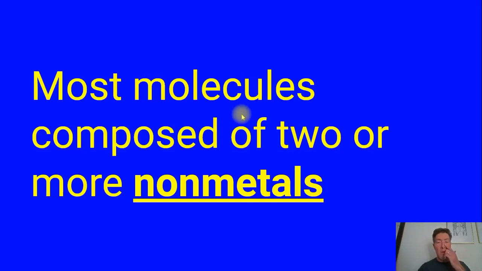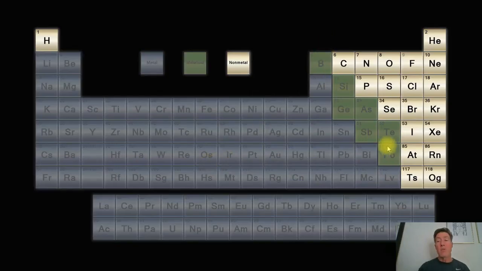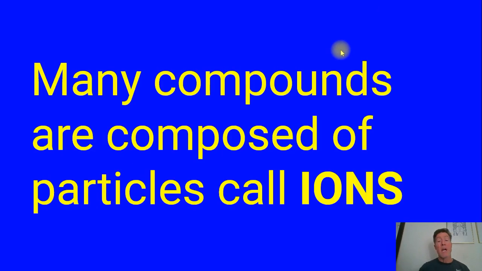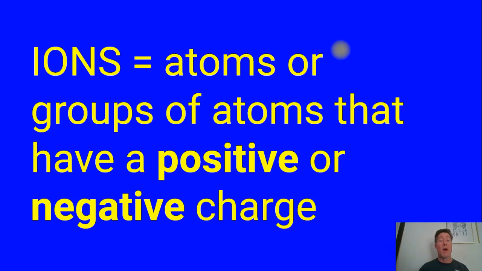Most molecules are composed of two or more non-metals. This is important because we're going to also talk about compounds that are built out of metals, and those typically are ionic compounds. The non-metals are these guys right here, to the right and top of the periodic table along with hydrogen. But not all compounds are molecular, built out of these non-metals. Many compounds are composed of particles called ions, and their compounds are called, unsurprisingly, ionic compounds.